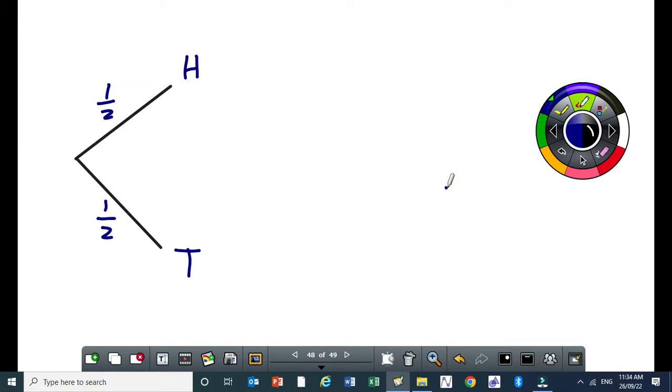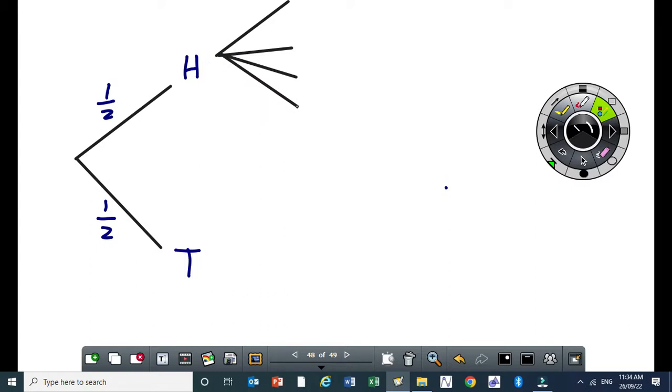Now, once you get, let's say, a head first and then you roll a dice, you have six possibilities after that. So you can get a one, a two, a three, a four, a five, or a six.